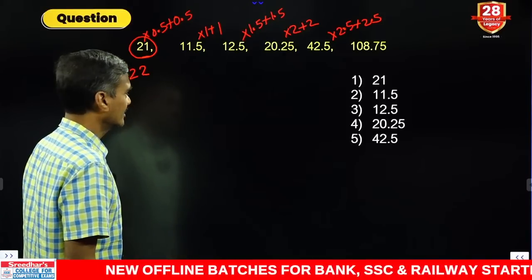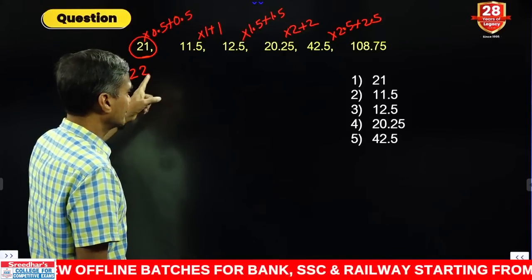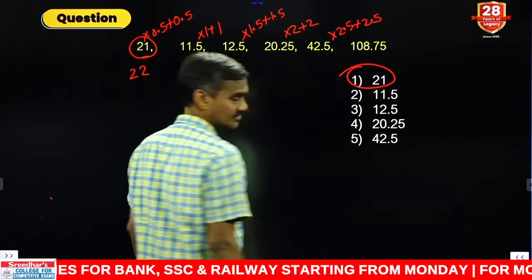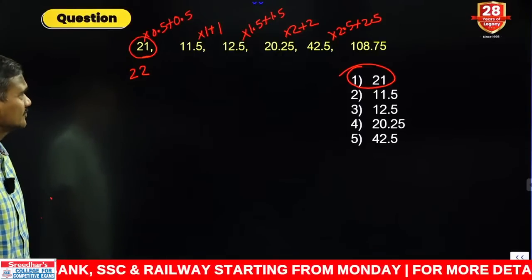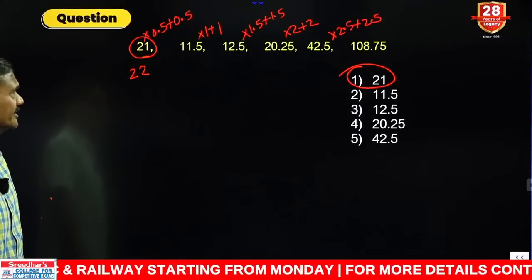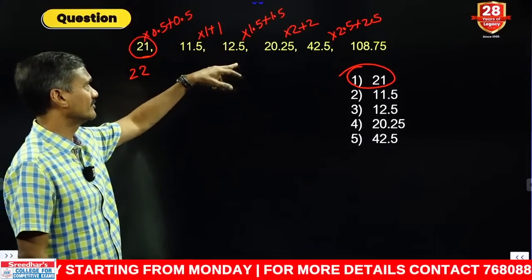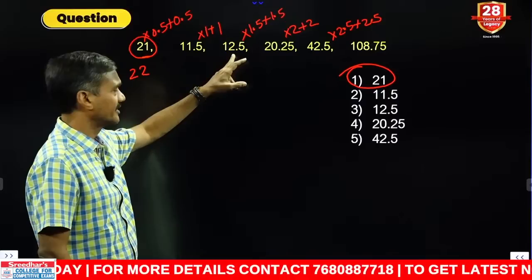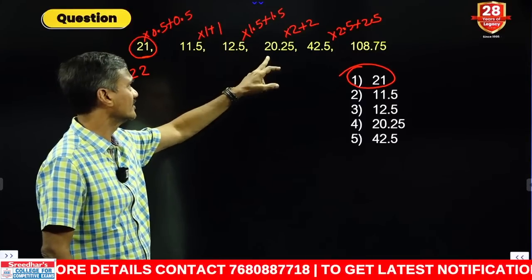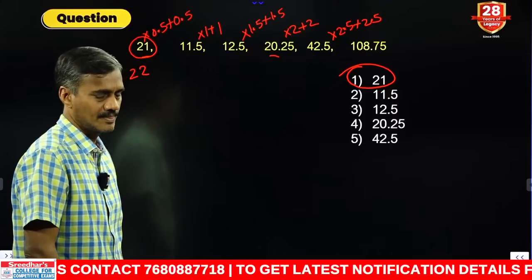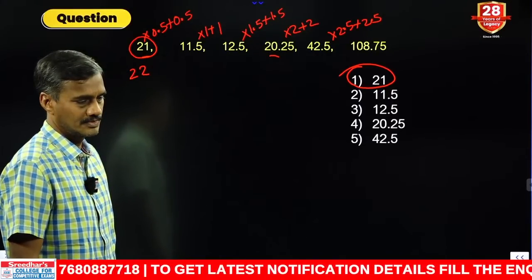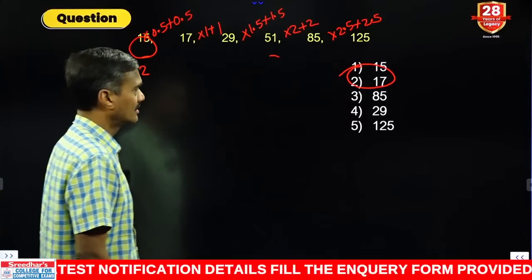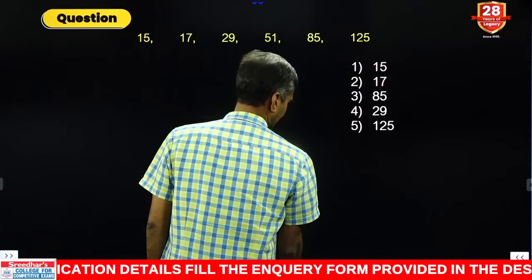Hence what is the wrong number? 21 is the wrong number and the correct number is 22. Clear now? Hence what is your answer here? Choice 1 is the answer. Why does choice 4 come for everyone? Did you get 20.25? 12.5 into 1.5 is how much? 18.75 plus 1.5 is 20.25. It fits, right? Clear? Then coming to the next one. My next question, make it first.